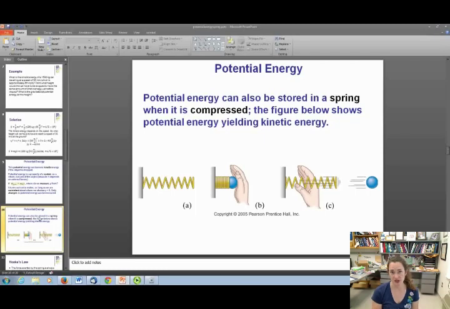So anytime you take a spring from its equilibrium position, then you're going to store some potential energy in there. In the graphic that I show on this slide, you show a spring at its equilibrium position, and then it gets pushed in by this ball. And then when the hand lets go, the spring rebounds out. And all that potential energy that was stored in the spring gets converted to kinetic energy of the ball.